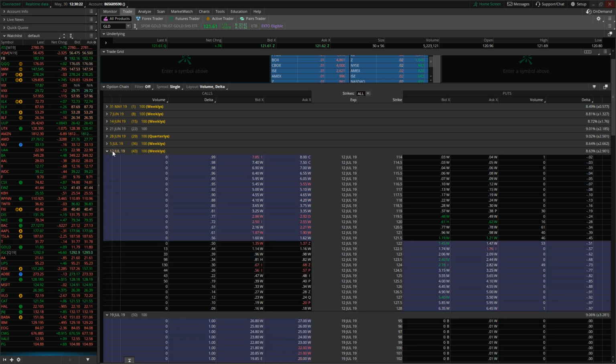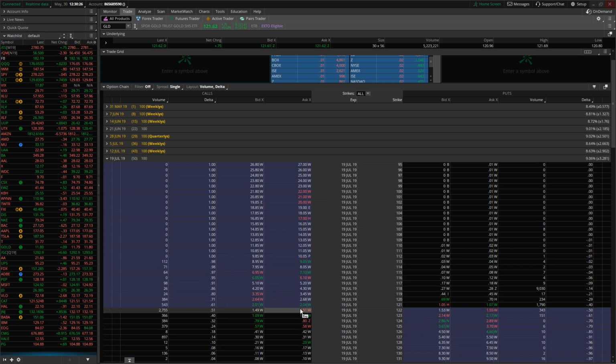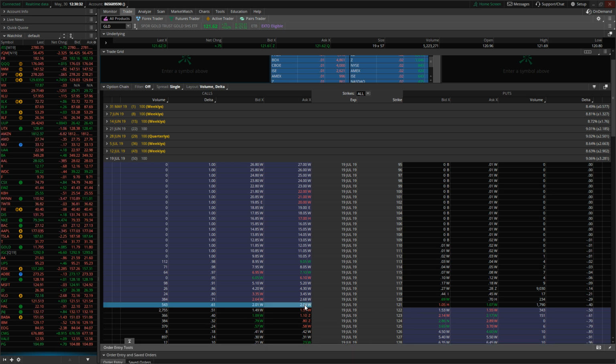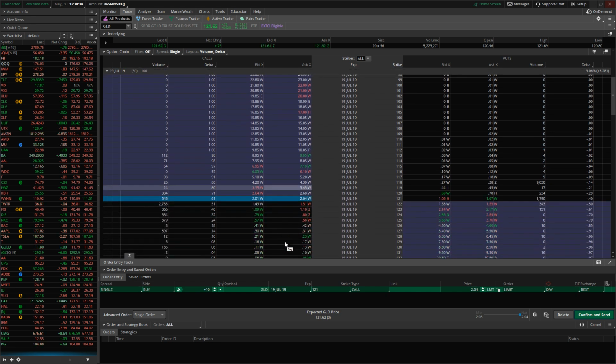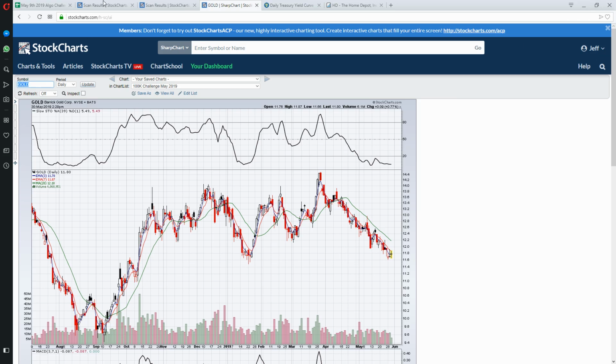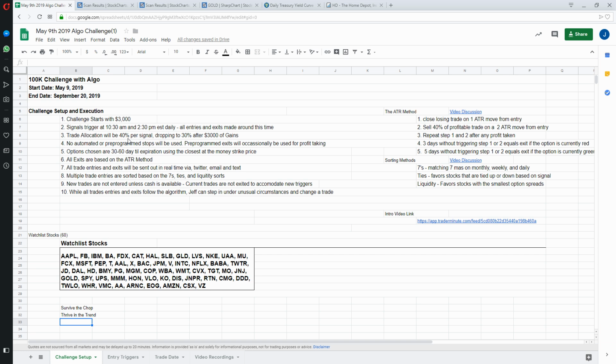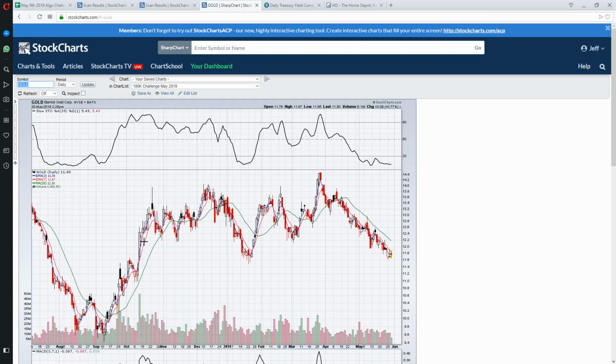So, have to decide which option to go after here to go into trade. I'm just going to go with the July monthly. Keep it simple here. The July 121, they're going for about $2. We have $4,000 in the challenge right now. And you can see trade allocation about 40% per signal. Drop it to 30% after 3,000 worth of gains. So here we're going to put about 1,500 on the trade.